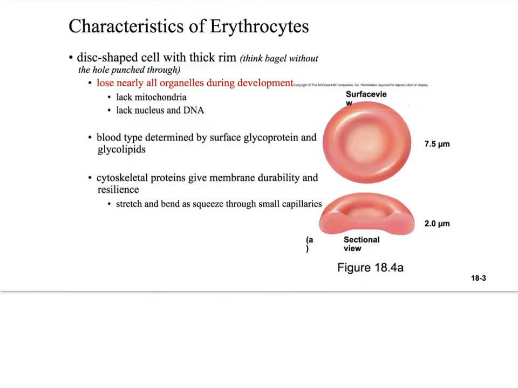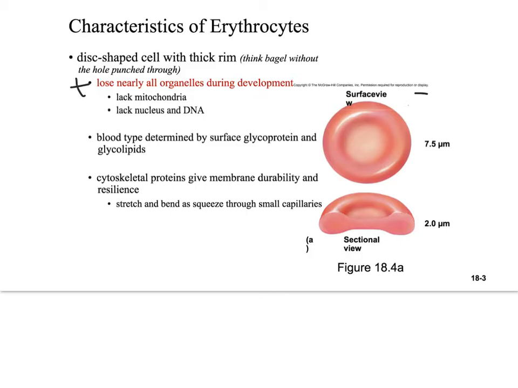Now, characteristics of red blood cells. I have it again: a disc-shaped cell with a thick rim. It's weird how the formatting gets messed up when it gets imported, but that's okay. So think bagel without the hole punched through.